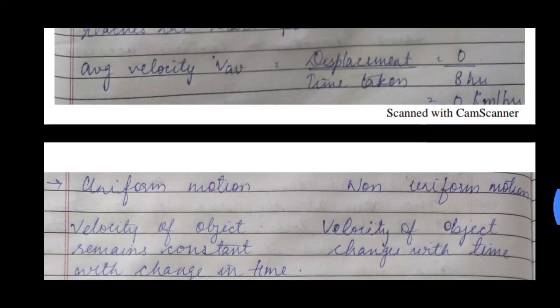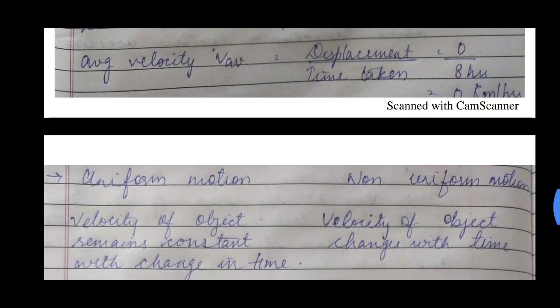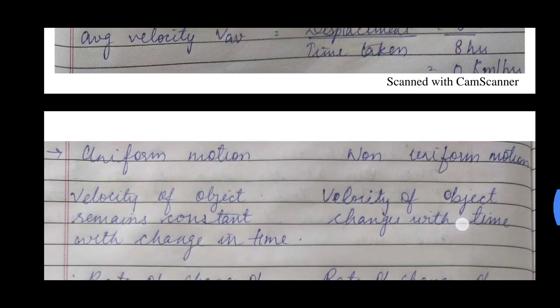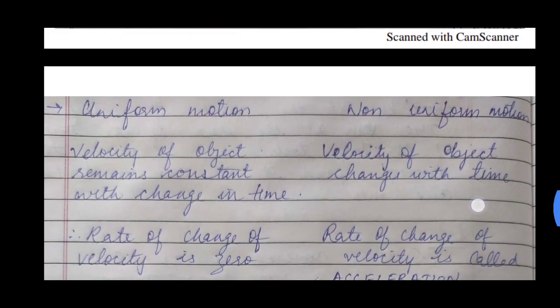Okay. So uniform motion is when the velocity of an object remains constant with change in time, and non-uniform motion is when the velocity of an object changes with time. Now the rate of change of velocity will be 0 in uniform motion, because the velocity of an object remains constant with change in time. In case of non-uniform motion, the rate of change of velocity is called acceleration.